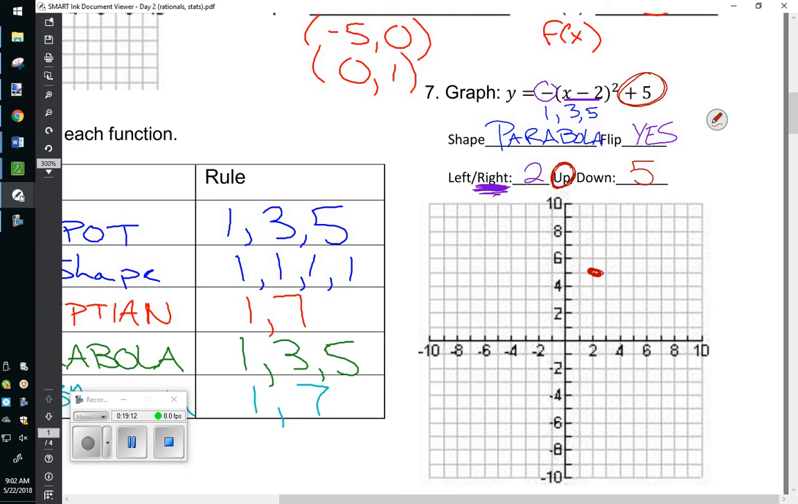It's a parabola, so it's a U-shape, 1, 3, 5, but it's negative. So since it's negative, it's opening down. So I'm going down 1 over 1, down 3 over 1, down 5, 1, 2, 3, 4, 5 over 1. Questions on that?